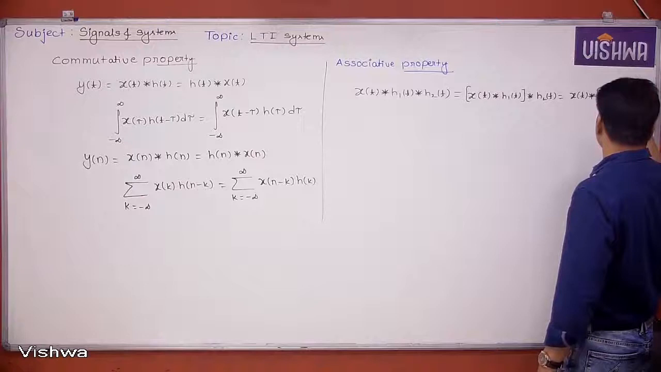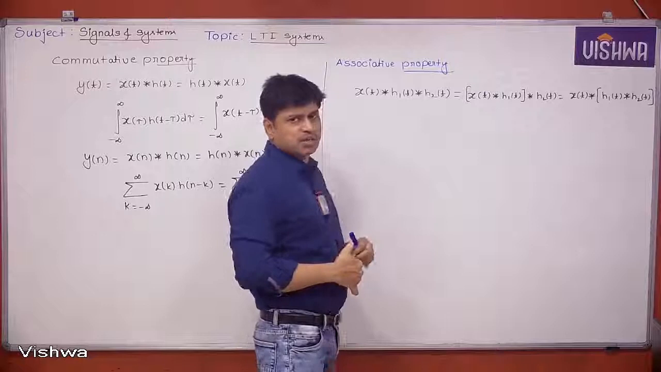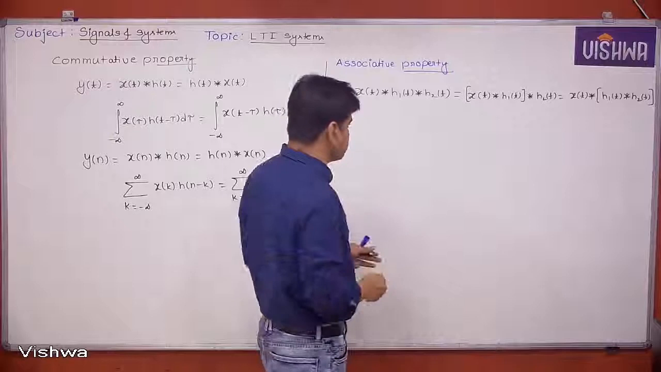That is what it is. Okay. So what is the application of associative properties? We can find the overall impulse response when the systems are cascaded. So let's see, cascaded systems.